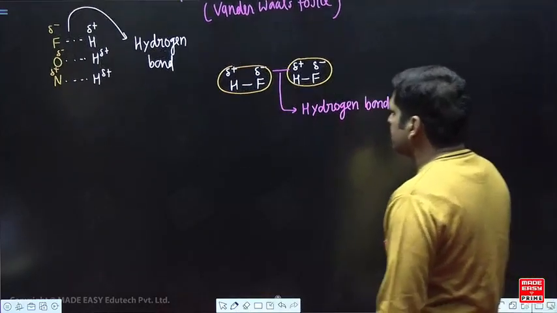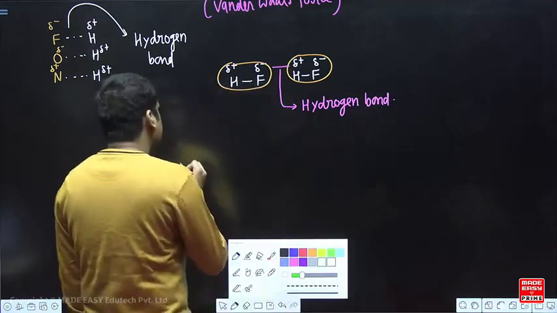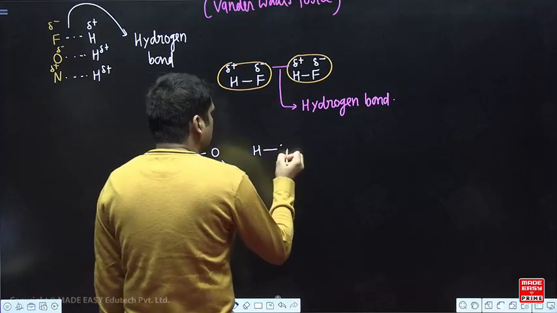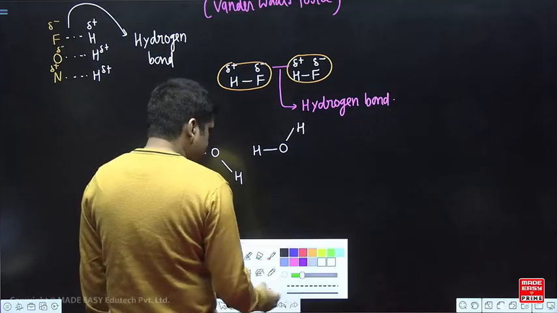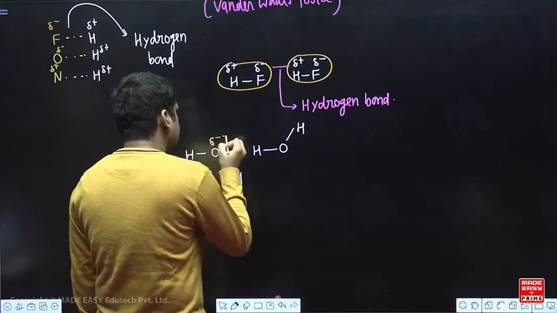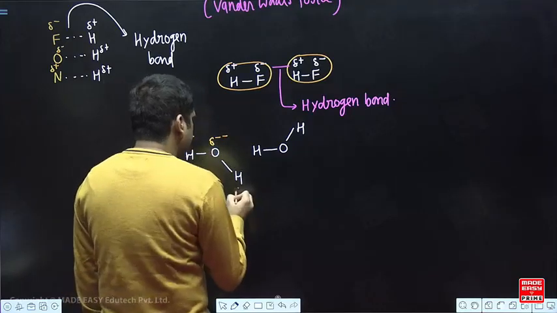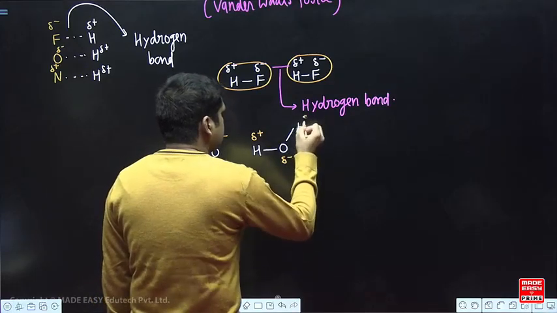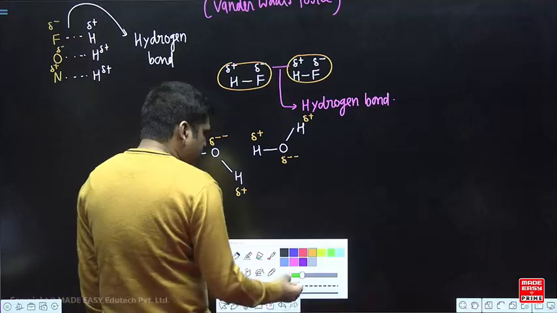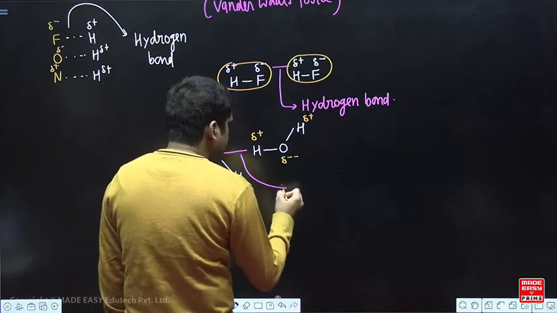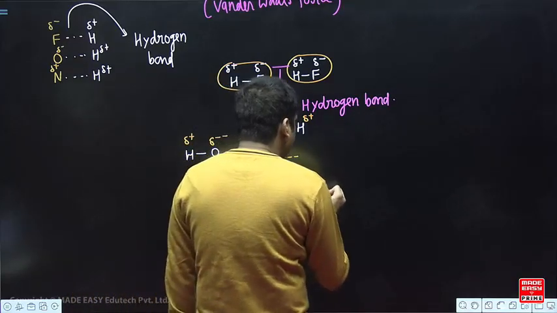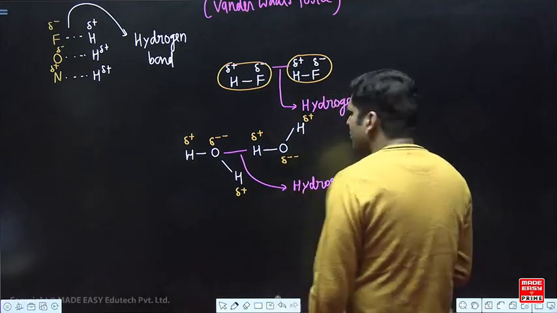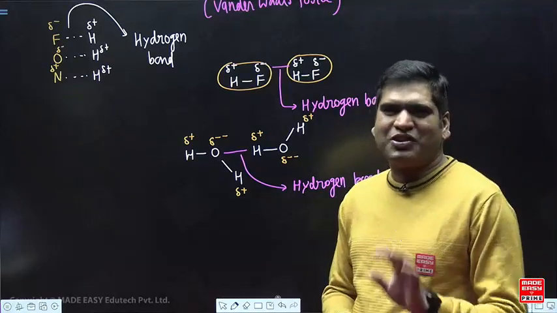Similarly, you can see hydrogen bond in the water, HOH. This is del minus minus, del plus, del plus, del plus, del minus minus, del plus. So the force between this O minus and H, this is hydrogen bond. Hydrogen bonds are strongest among all the secondary bonds, but they are also weaker than the primary bond. They cannot be stronger than the primary bond.